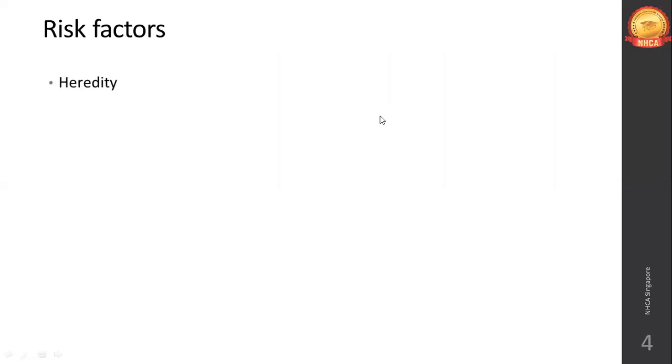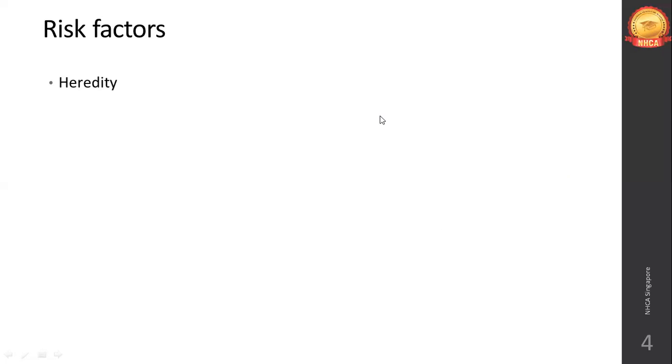Next, coming to the risk factors of getting cancer. First is your heredity. Different cancers have different risk factors. Not all the risk factors which we are going to discuss now are applicable to all types of cancer. Different cancers have different kinds of risk factors.